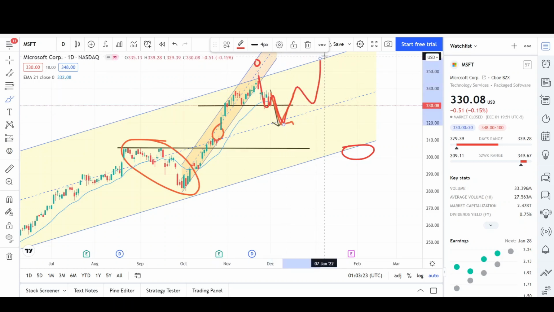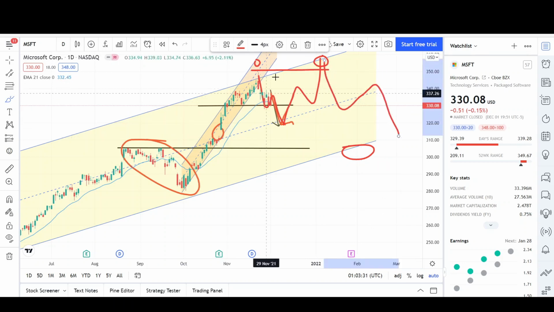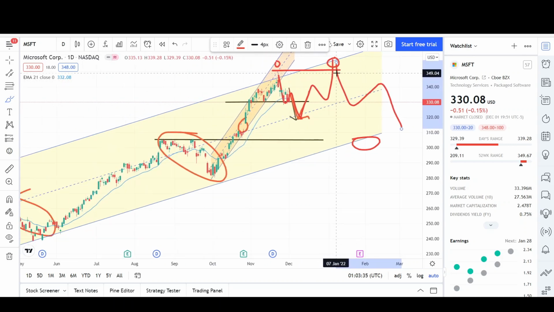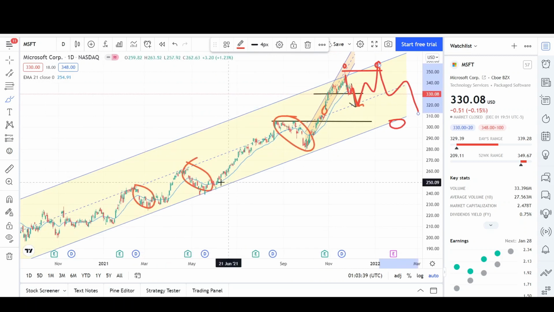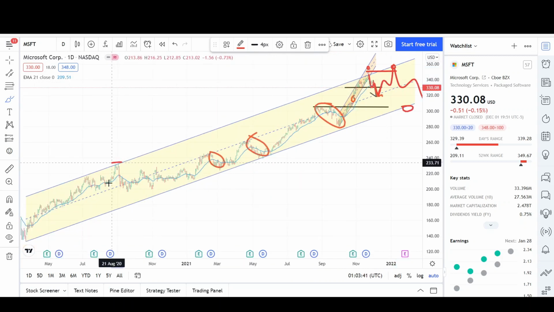And once we get the second test of this upper side of the channel and that new high is in place, then I expect the larger pullback to happen. But I don't think we're going to see that larger pullback as of right now. But in the future, we definitely will see it. A much bigger one, probably back all the way down to this yellow side of the channel. Because every time we come up to the higher side, we go to the lower side.